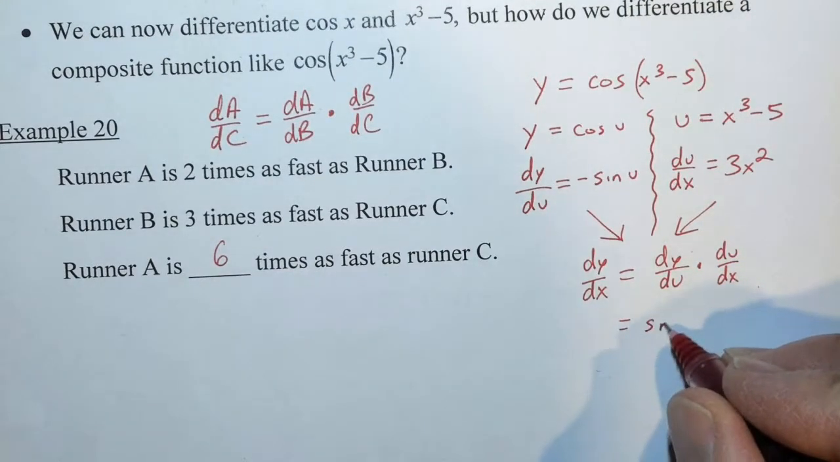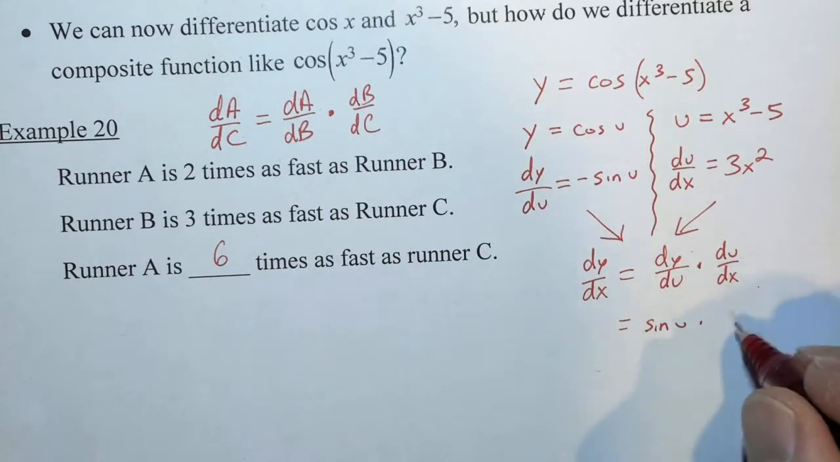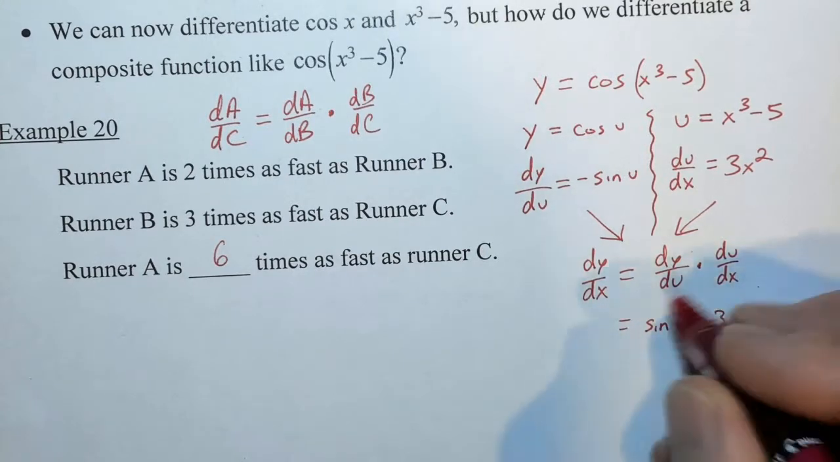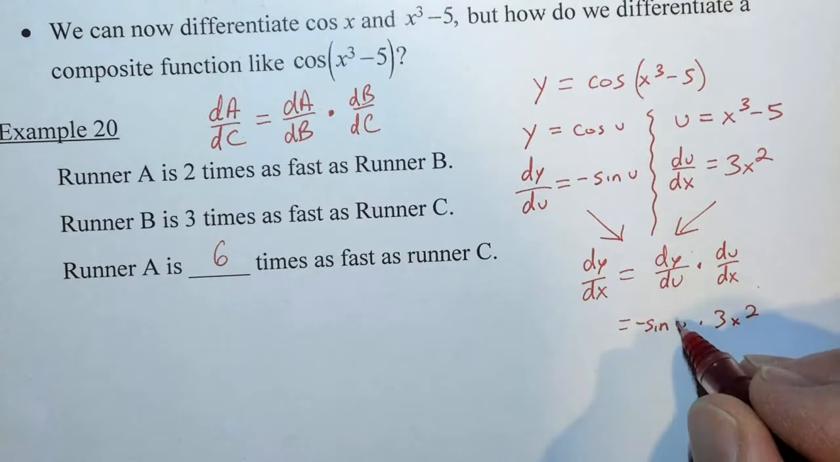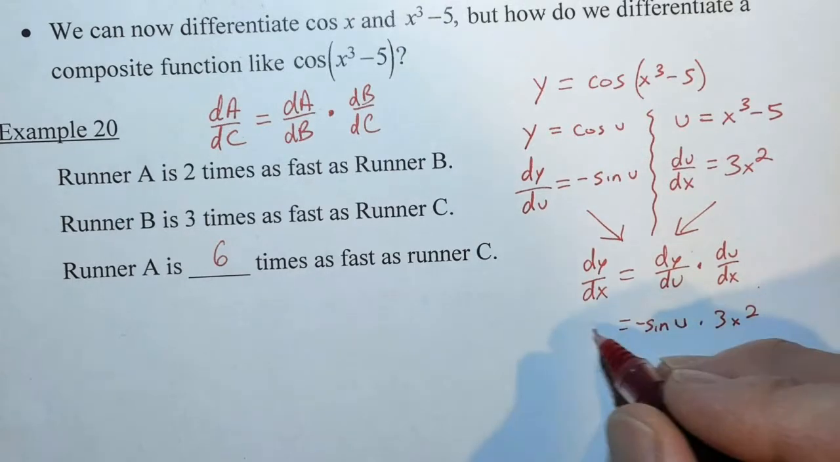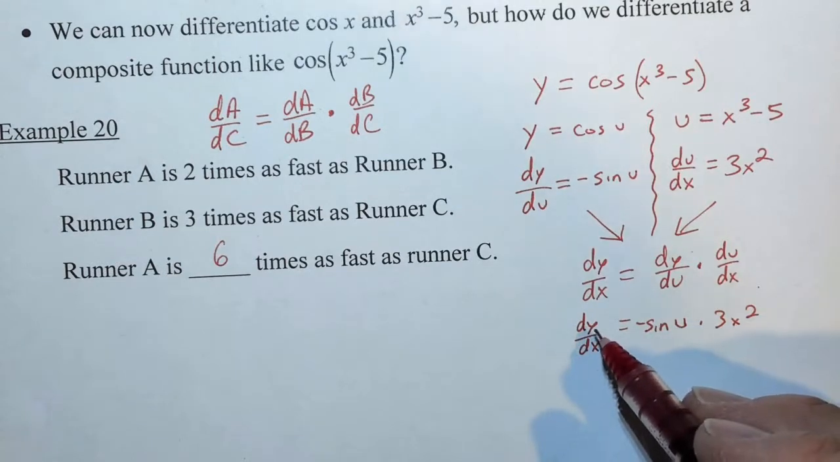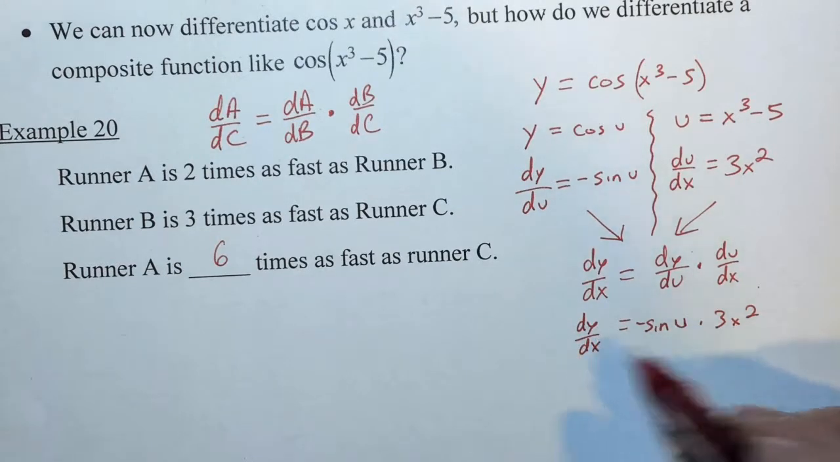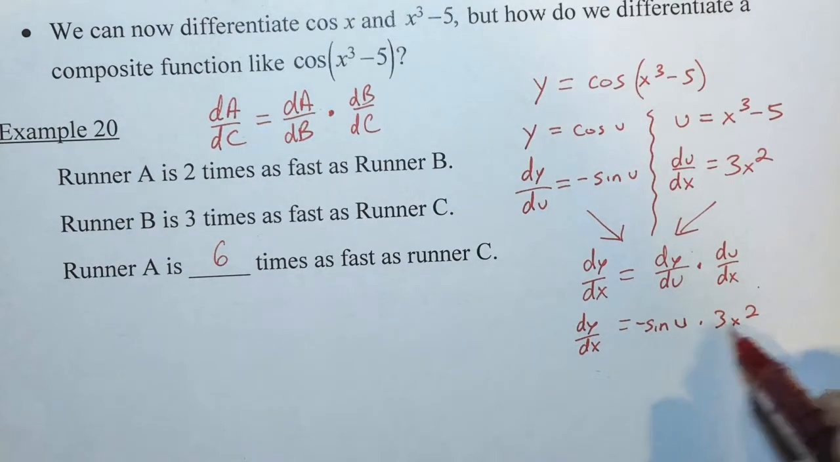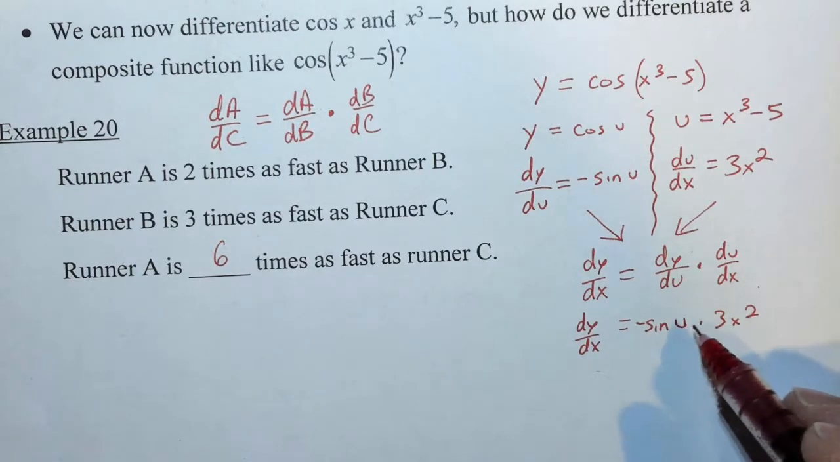We have the sine of u times 3x squared. Oops, I lost my negative sign. The opposite of the sine of u times 3x squared. That's dy dx. But we have a problem here. We want the derivative of y with respect to x. This term is in respect to x, but this term is not. We don't want u in our answer. We want only x terms.